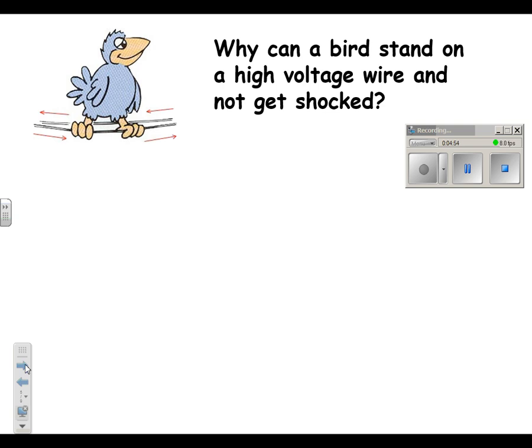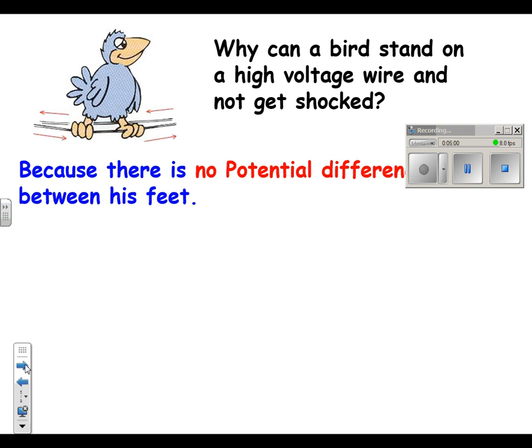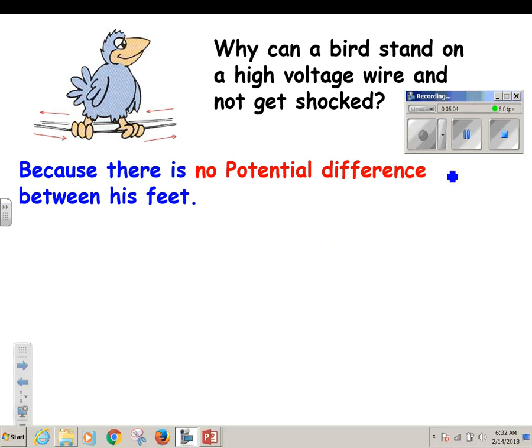So why can a bird stand on a high voltage wire and not get shocked? Okay, we're going to talk a little bit about electricity here for a minute. And that's because there is no potential difference between his feet. The path of least resistance right here is through the wire, and so there won't be a voltage drop from one foot to the other. And if there's not a voltage change, then he won't get shocked.